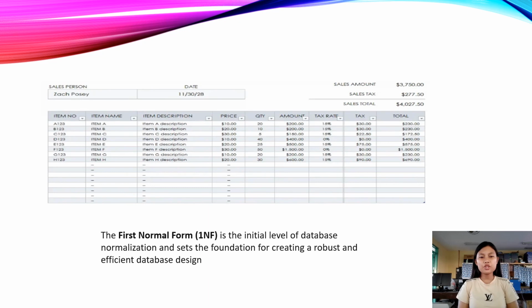First, the first normal form, or 1NF, is the initial level of database normalization and the foundation for creating a robust and efficient database design.